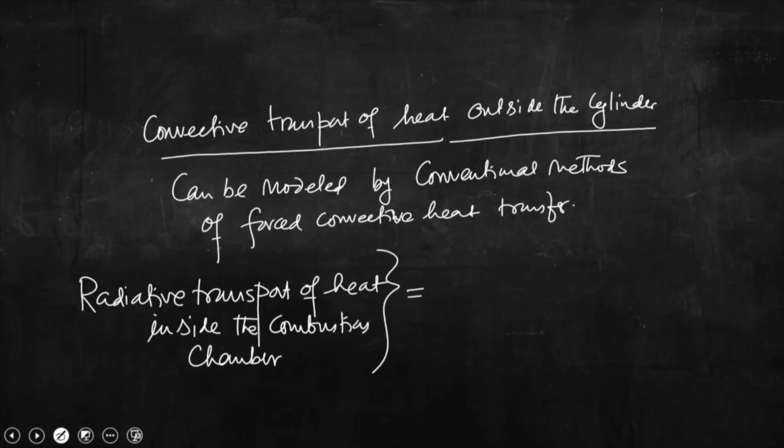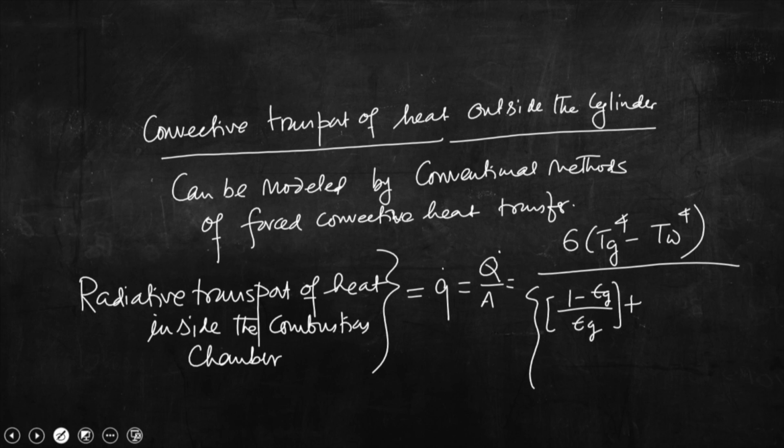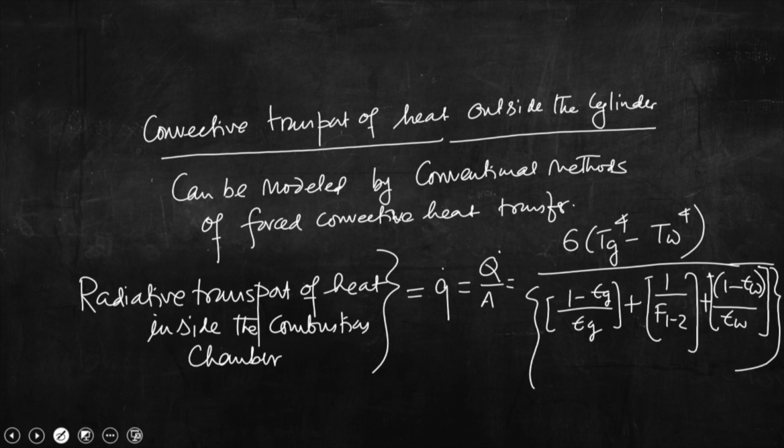So, I am writing again q dot per unit area, that is q dot by A, equal to sigma into T g power 4 minus T w power 4, divided by (1 minus epsilon g) by epsilon g plus 1 upon F GW plus (1 minus epsilon w) divided by epsilon w. So, this is the expression.